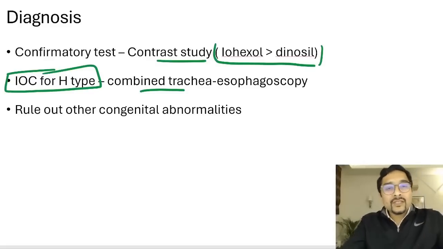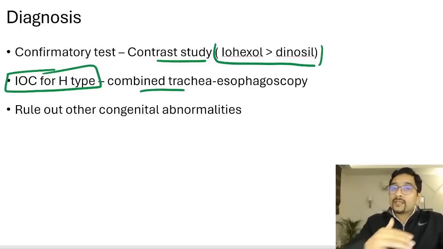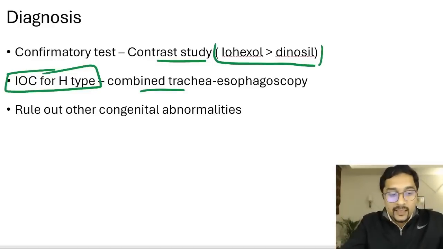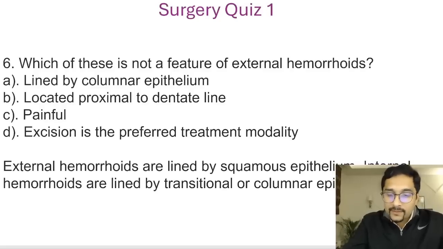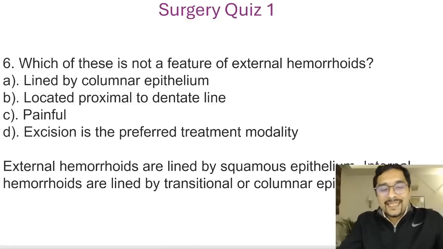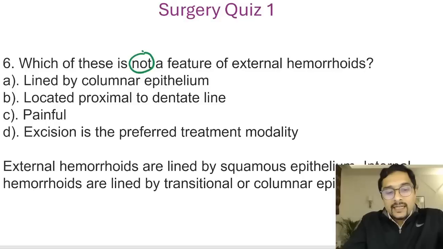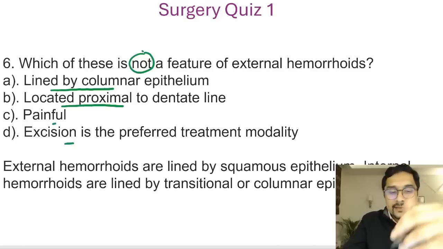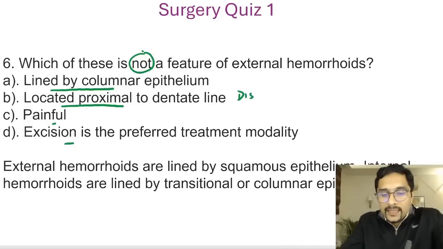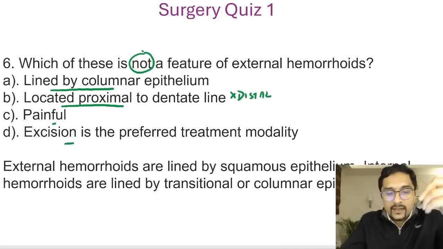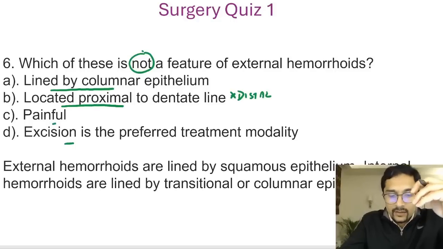And remember, in a child, whenever any congenital anomaly is detected, always rule out other congenital anomalies before you start managing the patient. Now, question number 6. Which of the following is not a feature of external hemorrhoids? Lined by columnar epithelium, located proximal to the dentate line, painful, and excision is the preferred modality. Now, external hemorrhoids are distal to the dentate line, so this is wrong, right? This is a wrong thing.